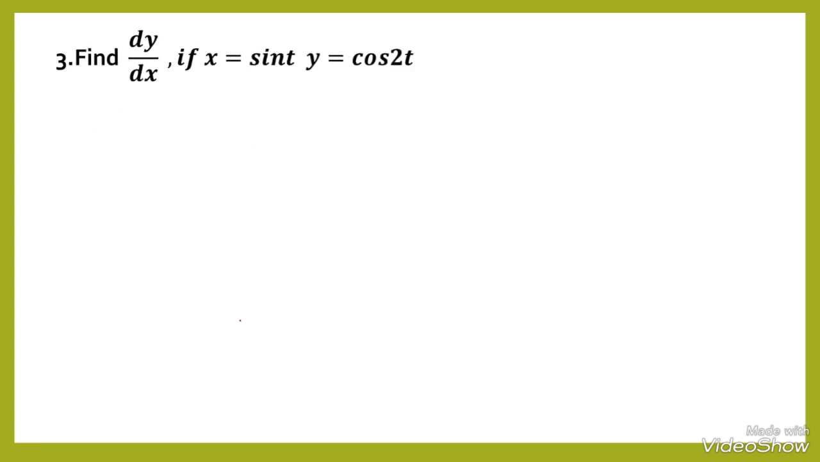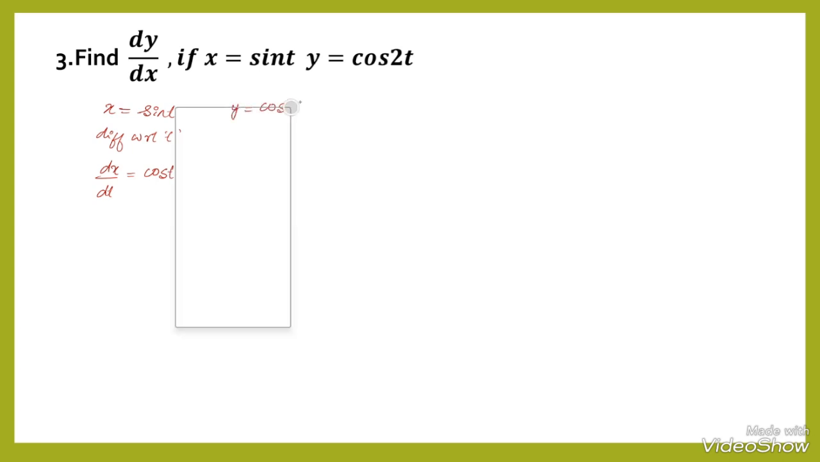Let's move on to the next problem, that is question number 3. Find dy by dx if x is equal to sin t, y is equal to cos t. First, I can consider x is equal to sin t. I can differentiate using the parameter, differentiate with respect to t. Then dx by dt, I can write as differentiation of sin t, which becomes cos t. Similarly, I am considering y, that is equal to cos 2 theta.